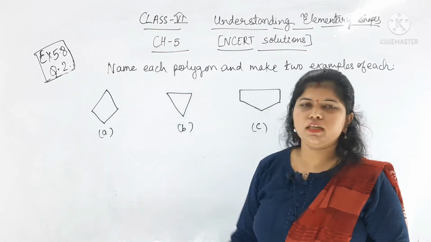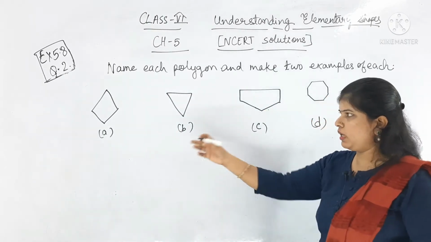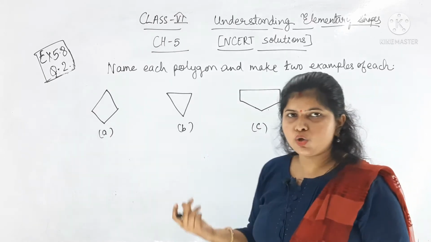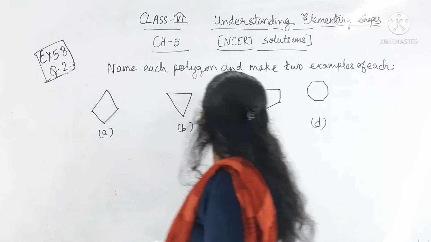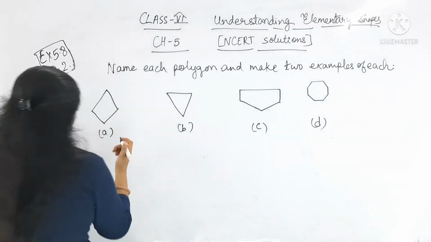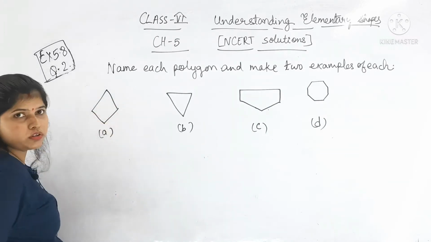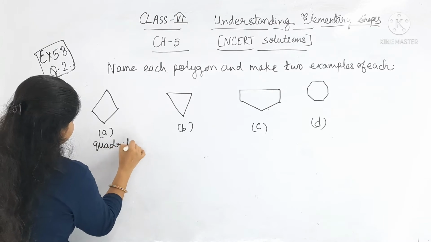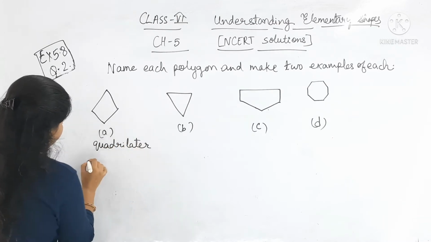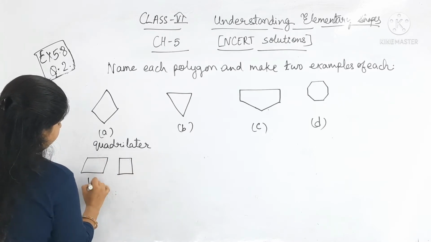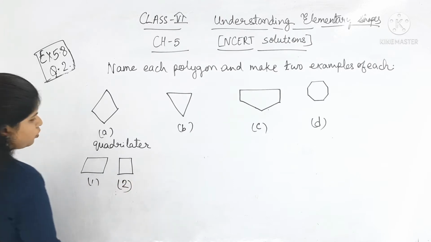Okay students, let's see question number 2. You have to name each polygon. These are the polygons made up of line segments and closed figures, you can see. And make 2 examples of each. Like that, this is a 4-sided quadrilateral. Okay, so 2 examples I can take. One parallelogram, this is also a quadrilateral, one square. Okay, these are 2 quadrilaterals.